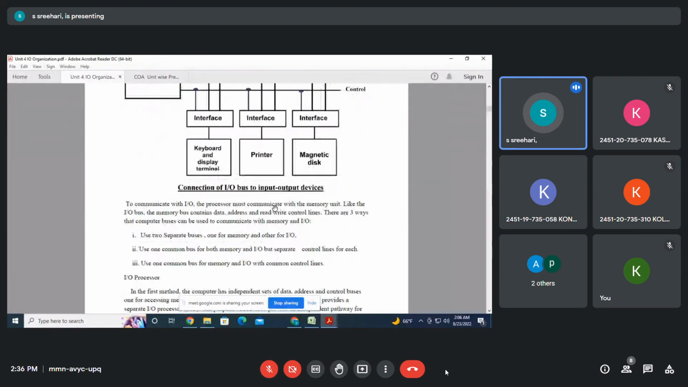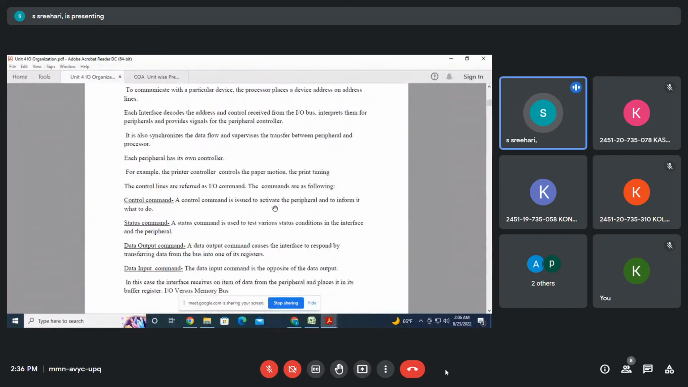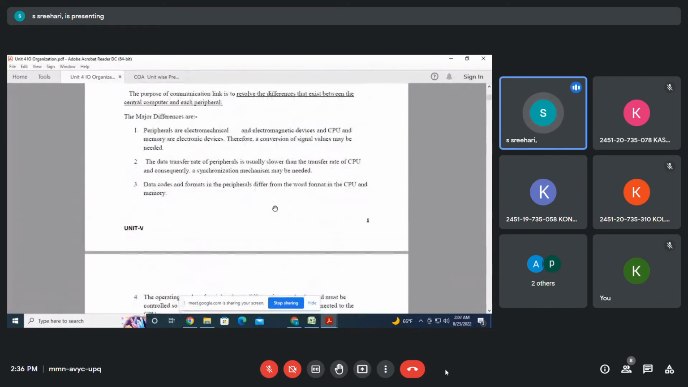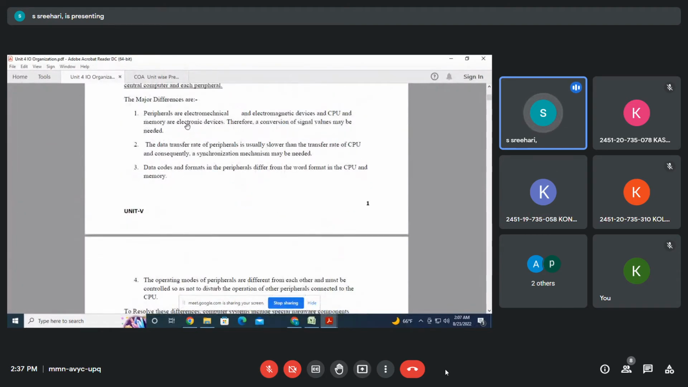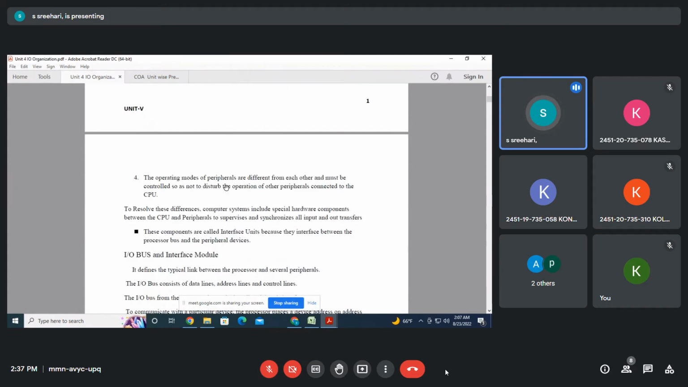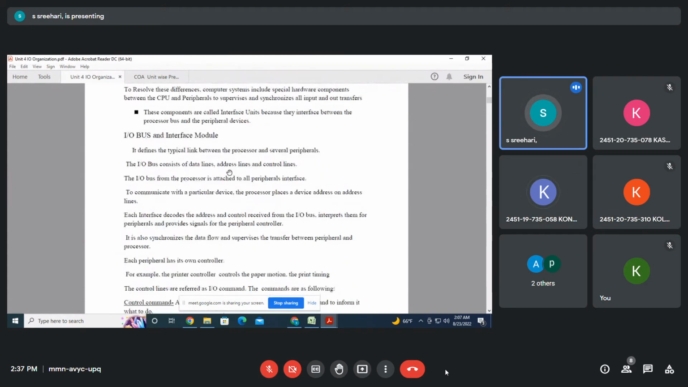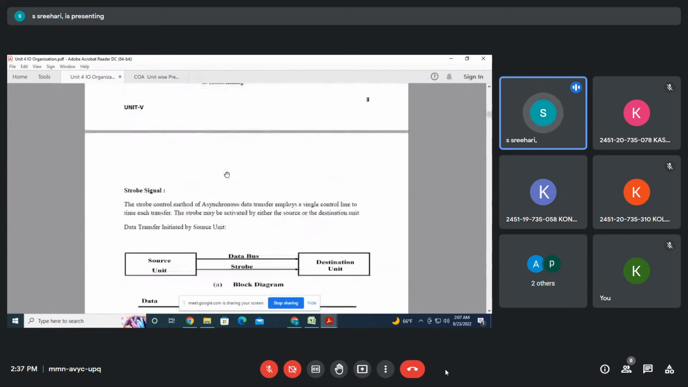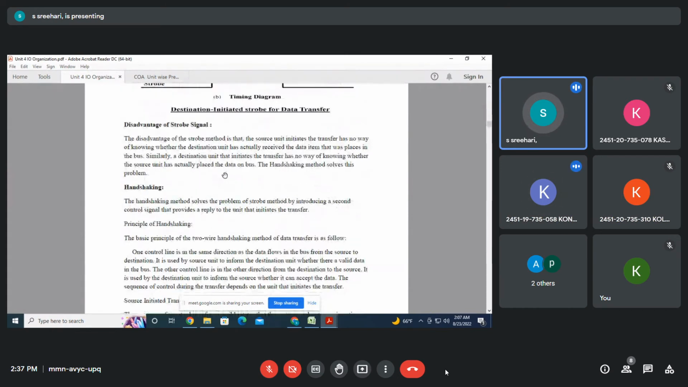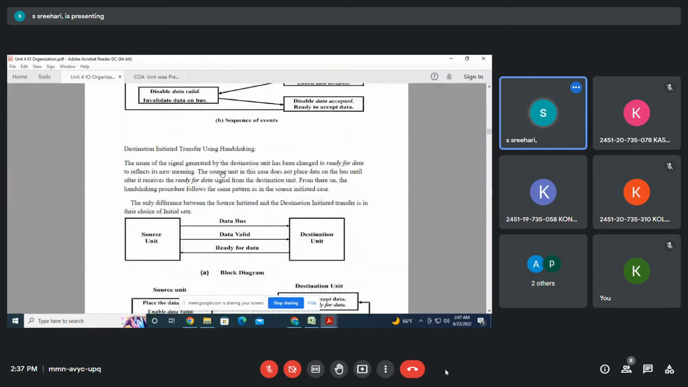Whatever there is about IO interface, I already told you why it is needed. Need of IO interface: one is for conversion of signal, it is used for synchronization, it is used for different data formats conversion, and it is used so as not to disturb other devices. Then we go to the format used for asynchronous.